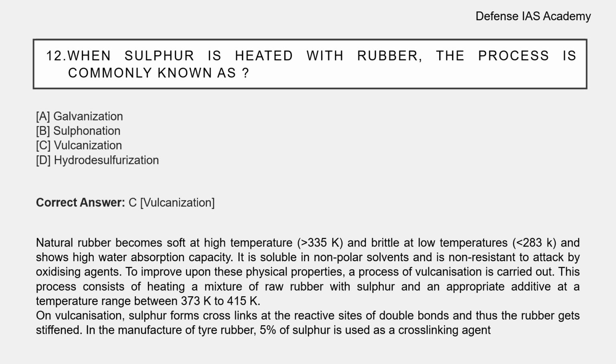Now we do a process called vulcanization to the rubber so that it gets a stiffened nature. The vulcanization process consists of heating a mixture of rubber with sulfur and with an appropriate additive at a temperature ranging between 373 K to 415 K.